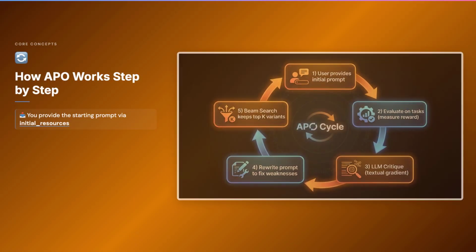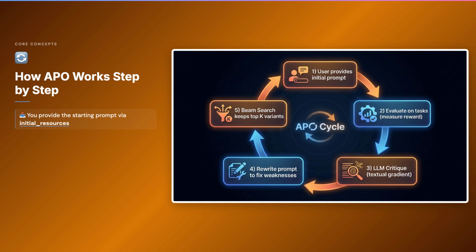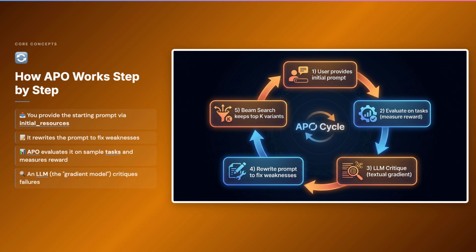Let me explain exactly how automatic prompt optimization works. First, you must provide the initial prompt template through Initial Resources. APO does not generate one from scratch. It evaluates your prompt on sample tasks and measures the reward. Then an LLM, called the gradient model, critiques what went wrong in failed cases. It rewrites the prompt to address those weaknesses.